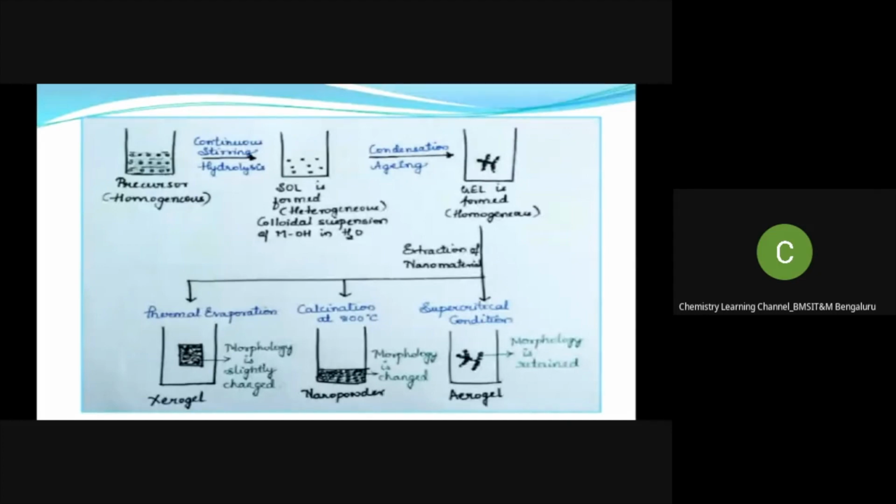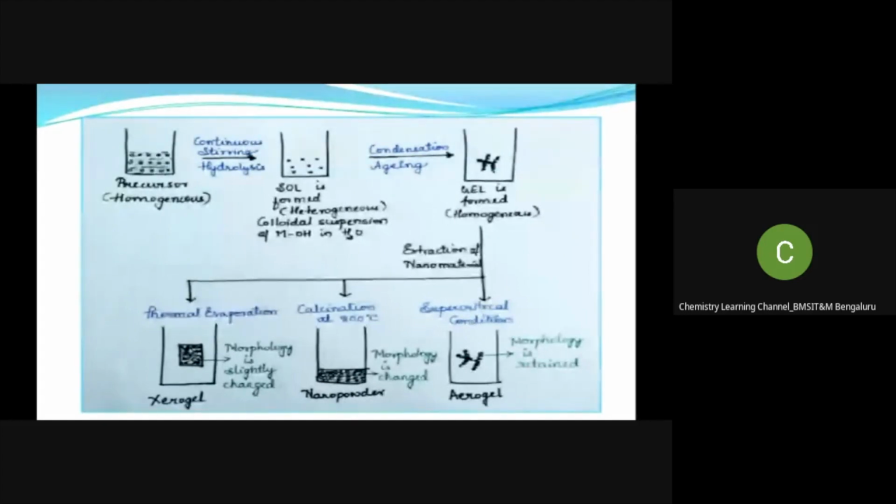The other method is thermal evaporation. In thermal evaporation, the morphology might be slightly changed, and it takes a lot of time as we allow the gel that is formed to evaporate at room temperature. So it takes a longer period of time to form the nanomaterial. So the best method to extract the nanomaterial is calcination.